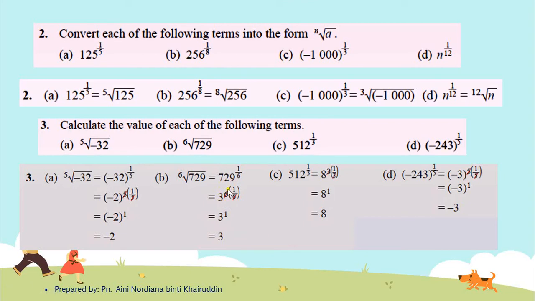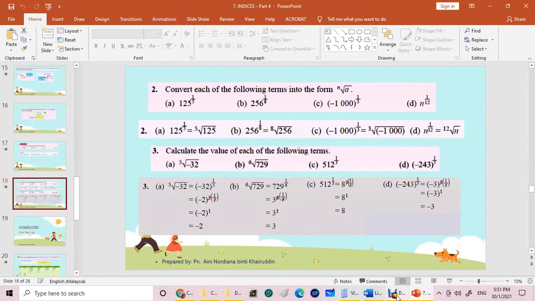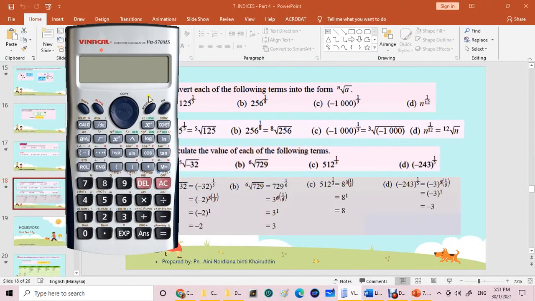So how to use the calculator? Let me show you. This is your calculator. So the tip here is 6. To calculate the 6th root, first you press 6 here and then shift and then the power button here. So this is the 6th root. The 6th root of 729. So 729, you'll get 3. So 3 to the power of 6 is equal to 729.